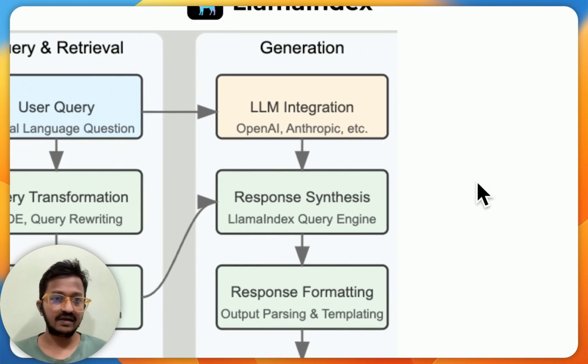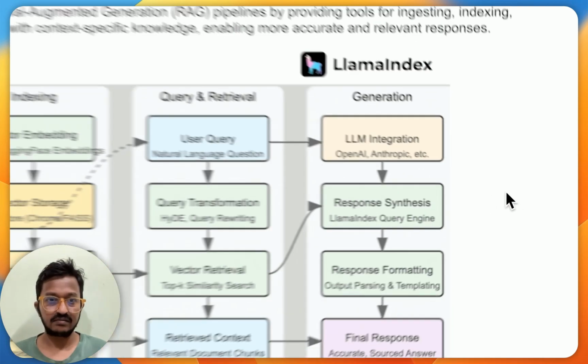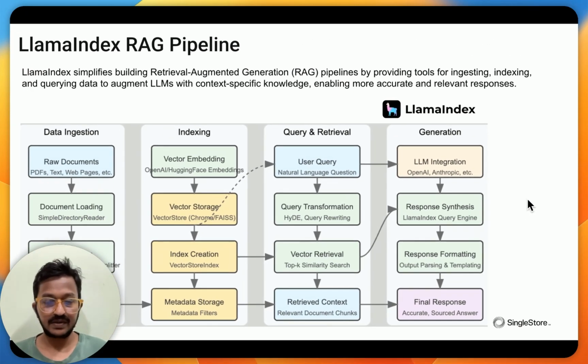And then similarly, in the RAG pipeline, LlamaIndex simplifies the building of a RAG application by providing different tools for data ingestion, indexing, and querying data to augment LLMs with context-specific knowledge, enabling more accurate and relevant responses. So at each stage, LlamaIndex also has different tools that it provides so that you can build contextually relevant RAG applications, at different stages, as you can see here.